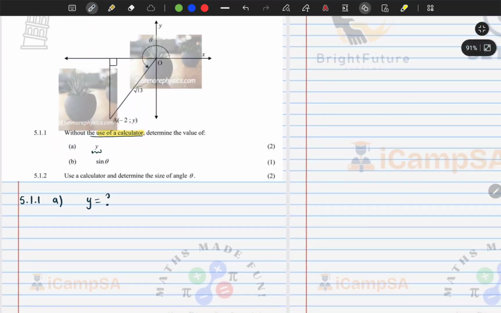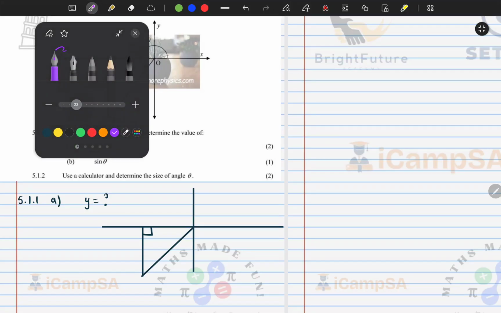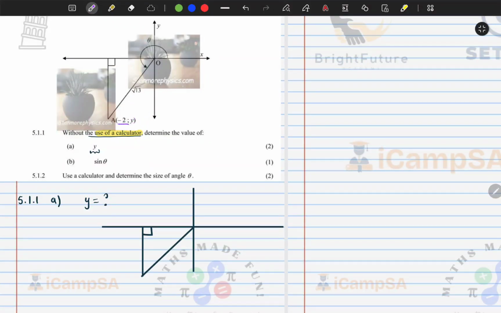In order for us to figure out y, I'm just going to quickly sketch again the schematic which we have here, because it's just easier to visualize it like this so that you can see the rationale and the thinking behind. According to this, we have a negative 2 as x here. So what this means is from here to there, the distance is negative 2.